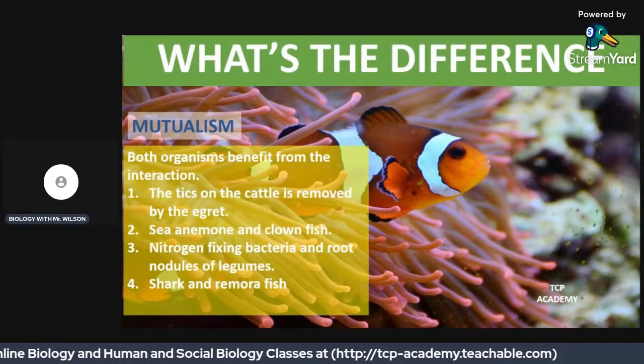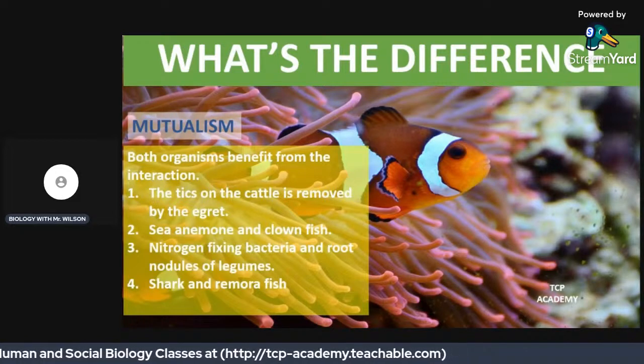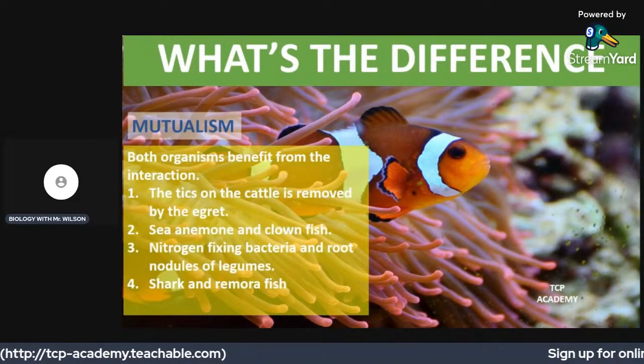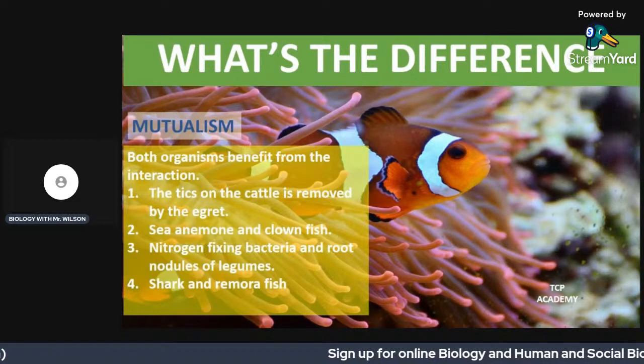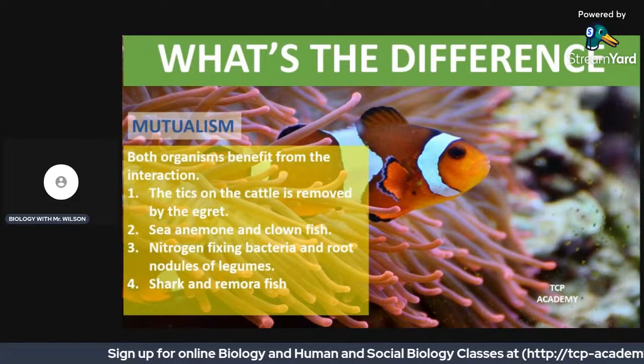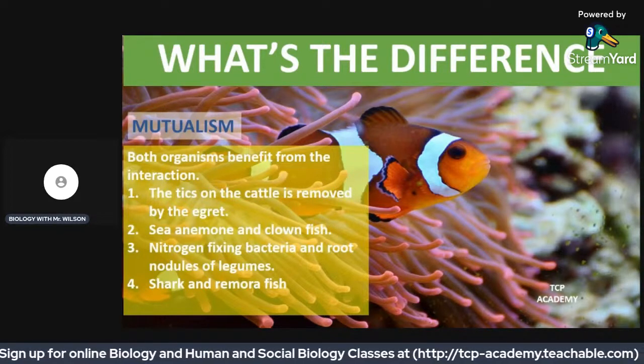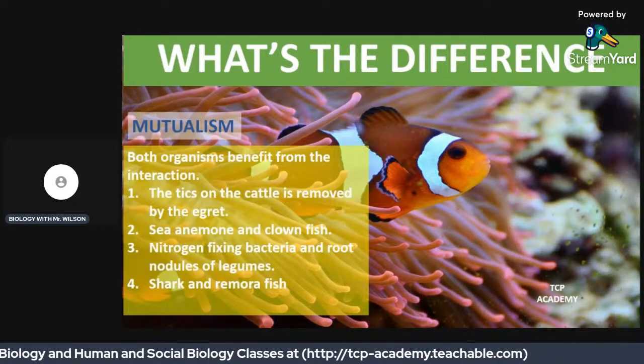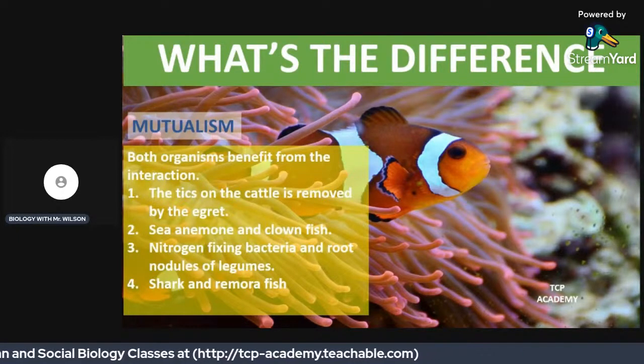Then there is also the nitrogen-fixing bacteria that is located in the root nodules of leguminous crops. Here, the bacteria get somewhere to live while fixing nitrogen that the plant is able to use for its growth and other processes.